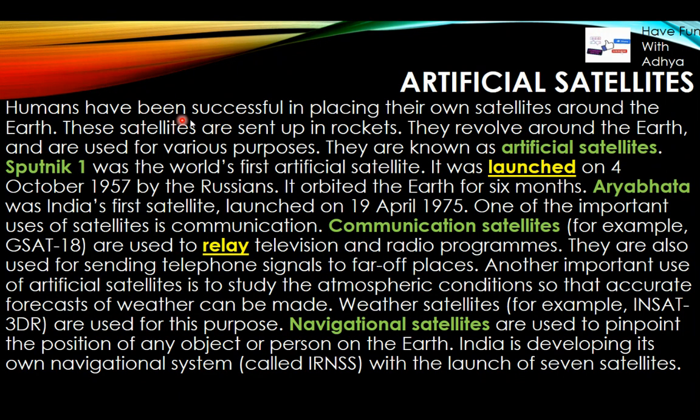Artificial satellites. Humans have been successful in placing their own satellites around the earth. These satellites are sent up in rockets. They revolve around the Earth and are used for various purposes. They are known as artificial satellites. Sputnik 1 was the world's first artificial satellite. It was launched on 4 October 1957 by the Russians. It orbited the Earth for 6 months.